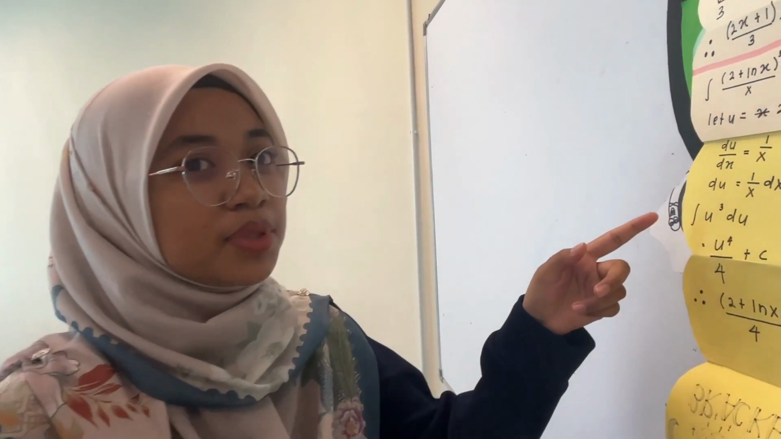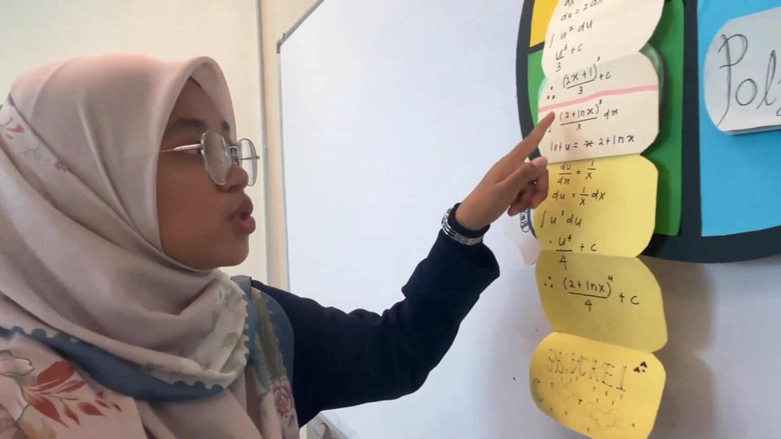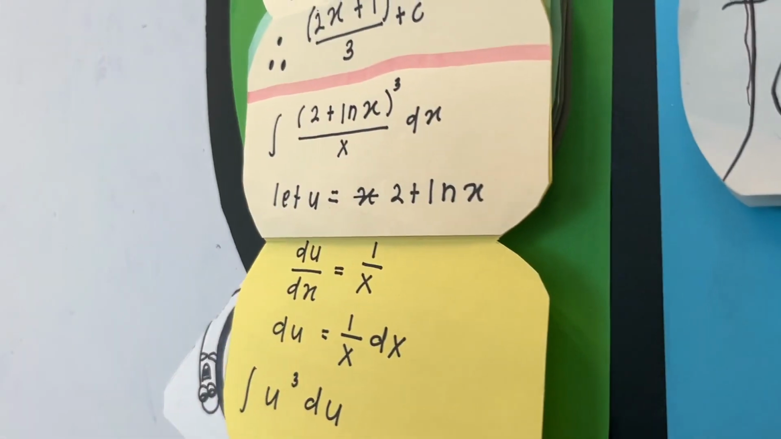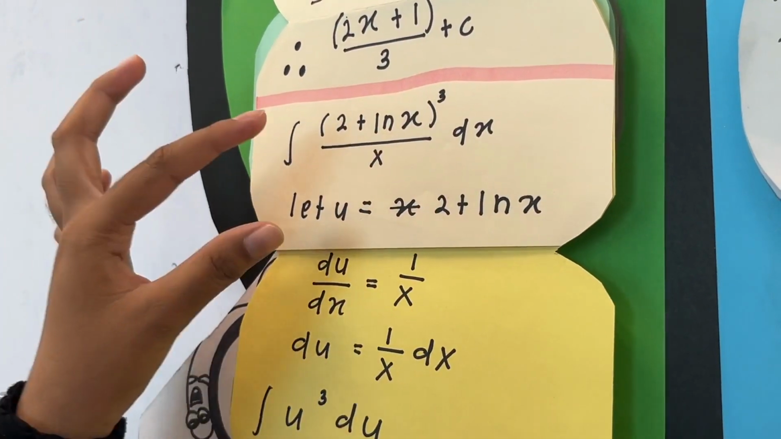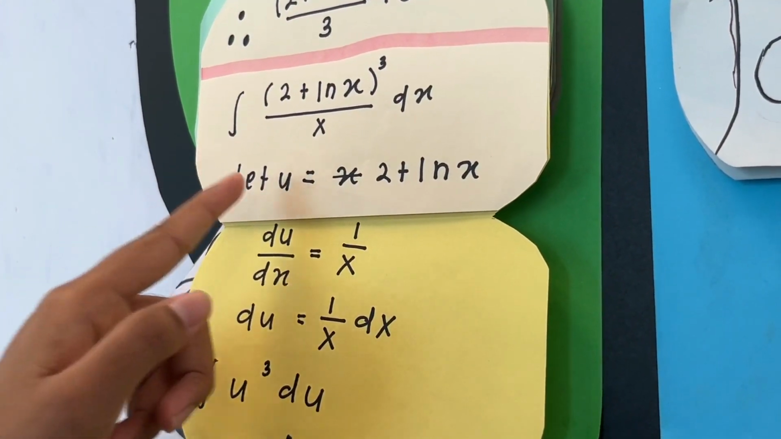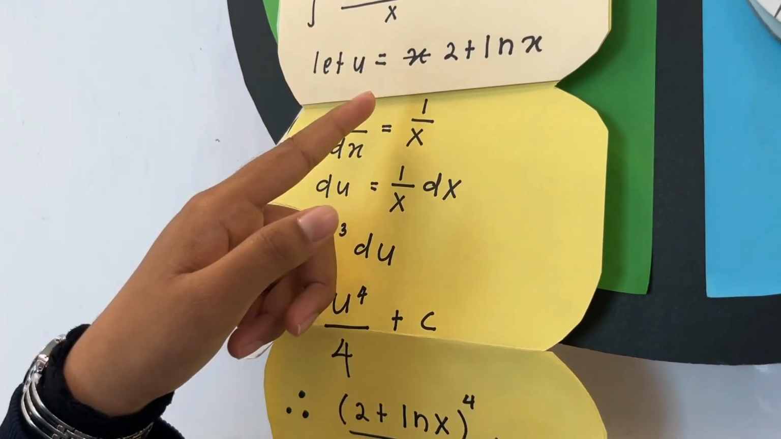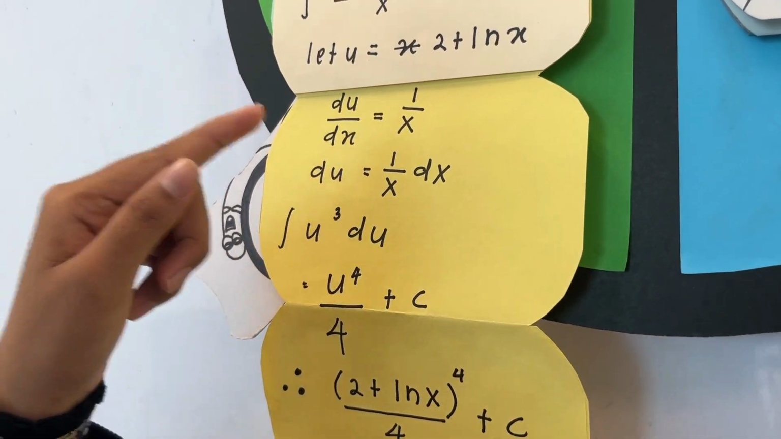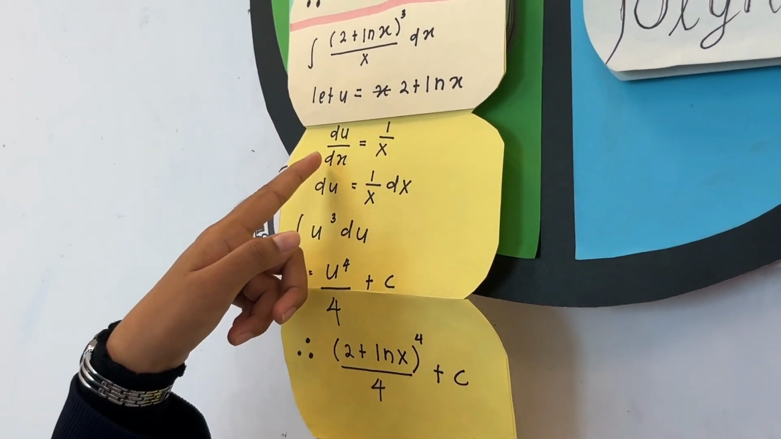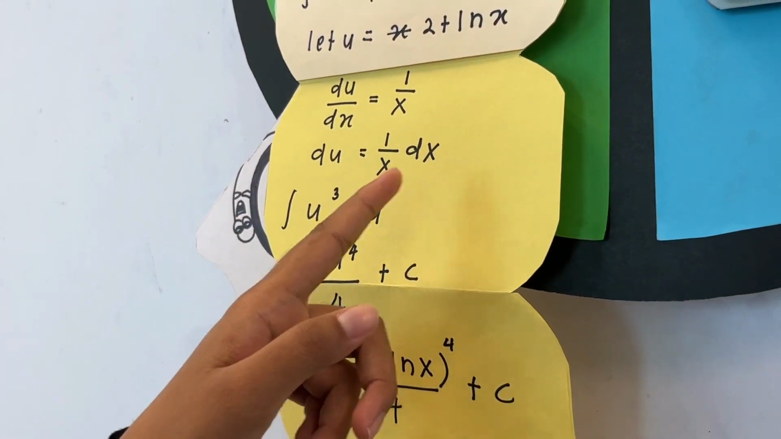Okay, the second example has a fraction form, which is (2 plus ln x) cubed over x dx. So we let u be what is in the bracket, and we get u equal to 2 plus ln x. Then we differentiate this and get 1 over x, and we move dx to this side and get du equal to 1 over x dx.